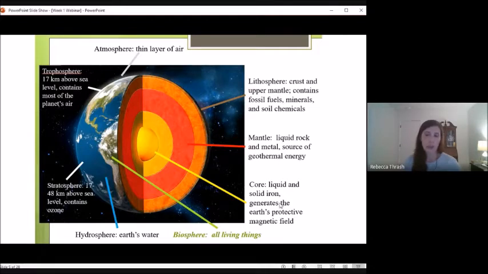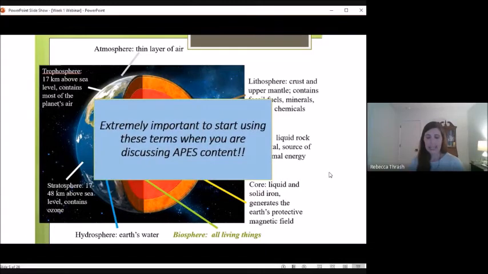Also, you've got the mantle and you've got the core. This will come up when we start talking about geological processes, so tectonic plate movement, the amount of volcanic activity that happens in certain parts of the Earth, and those general Earth processes. The main point I want to make about this is that it's extremely important to start using these very specific terms when you are talking about anything in this course. So when you are writing a free response question, or you are discussing anything that's happening within a certain place on Earth, it's good to practice using these particular terms.